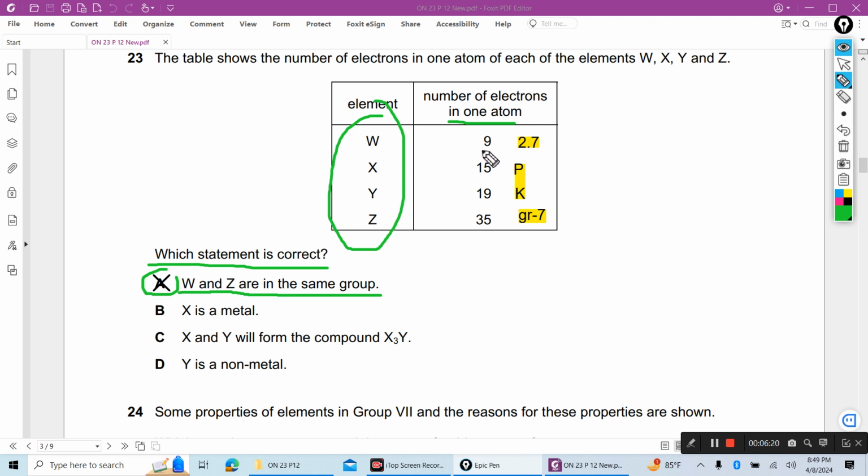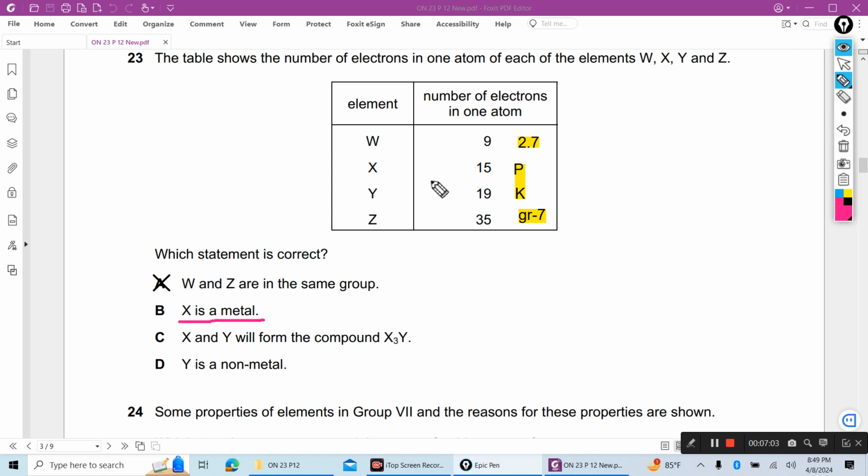Why? W has 9 electrons, so electronic configuration 2, 7, the outer shell has 7 electrons. And Z has 35 electrons, meaning atomic number 35. This is bromine, and you know bromine is a group 7 element, the outer shell has 7 electrons, so group 7. W and Z have the same number of electrons in their outer shell, so W and Z are in the same group. Now why is B the wrong answer?